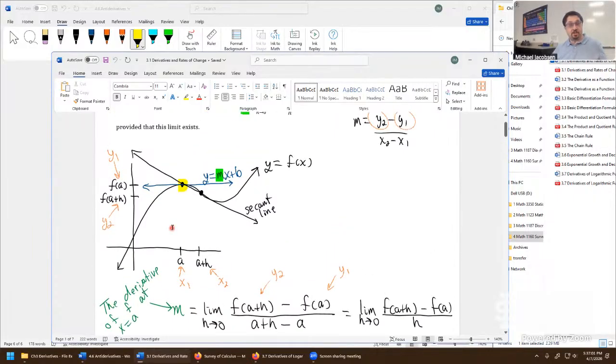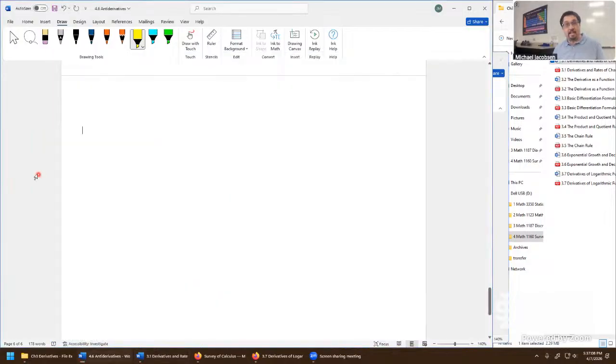Integration, same kind of thing. It's a new geometric object, except it's not about slopes of tangent lines any longer. Integration has more to do with areas and antiderivatives. So here's the next graph. This is the one for integration. And my graph is going to look like this.